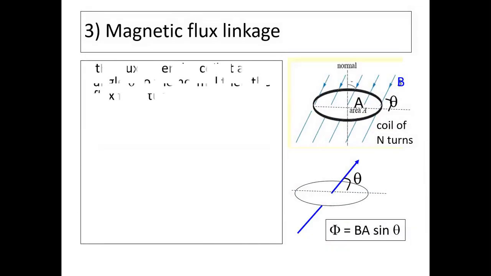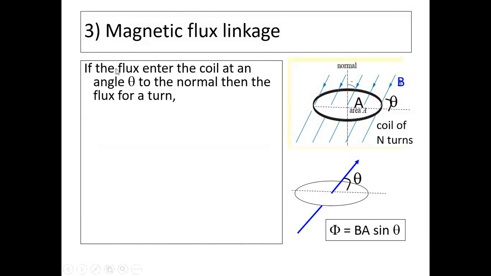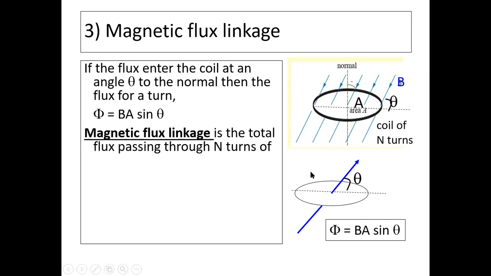Another term: magnetic flux linkage. If the flux enters the coil at an angle theta from the normal, then we get BA sine theta. That's for one turn. If there are many turns, remember all this flux will enter through each turn. So we call it magnetic flux linkage.